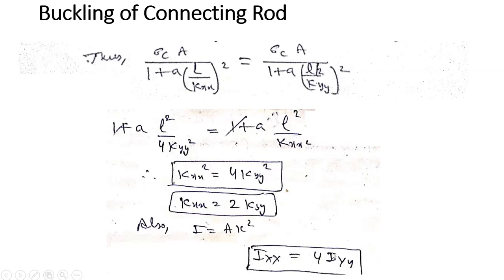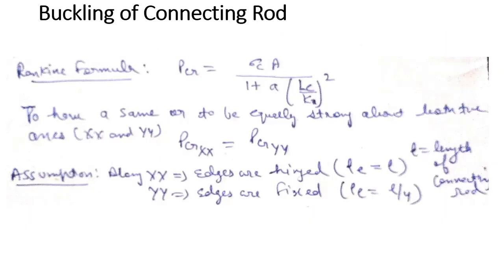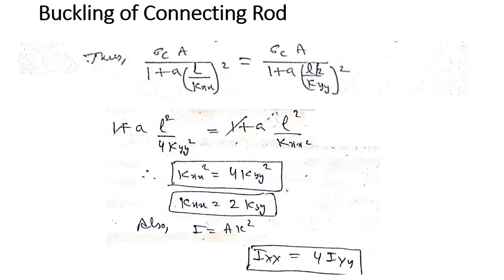If the connecting rod is not equally strong in both directions, that is, if we say we have applied the condition that Pcr xx is equal to Pcr yy, and this condition is not applicable, then we can say that it will easily buckle along the yy axis as compared to the xx axis, because Ixx is 4 times stronger than Iyy.